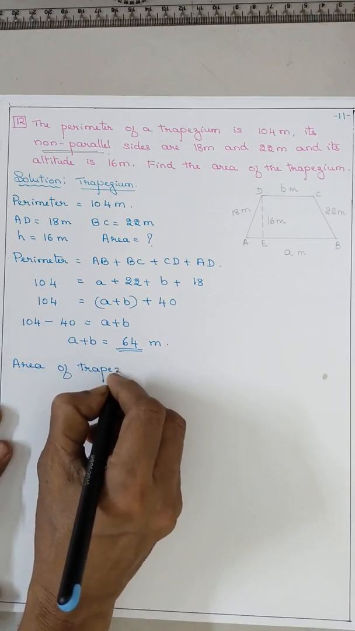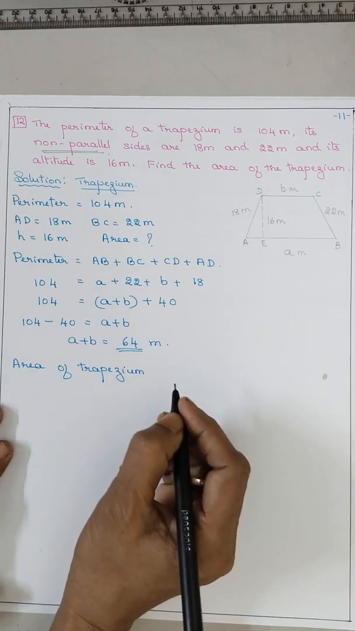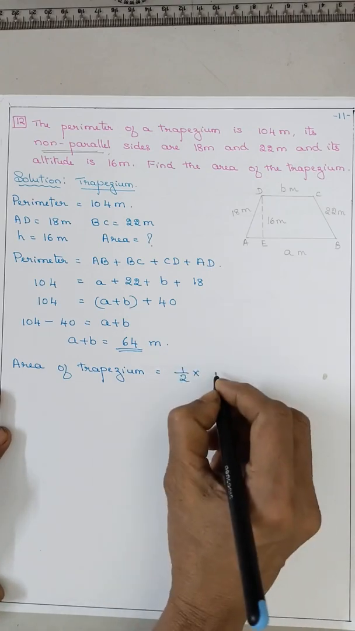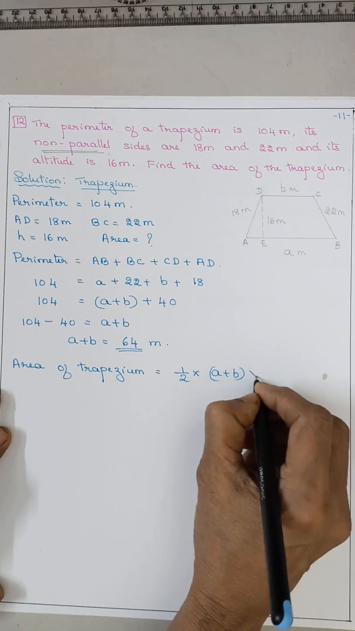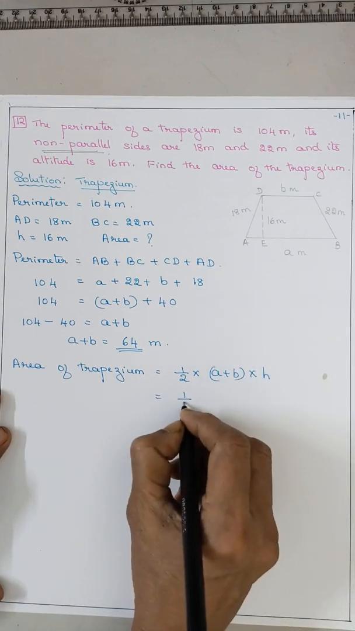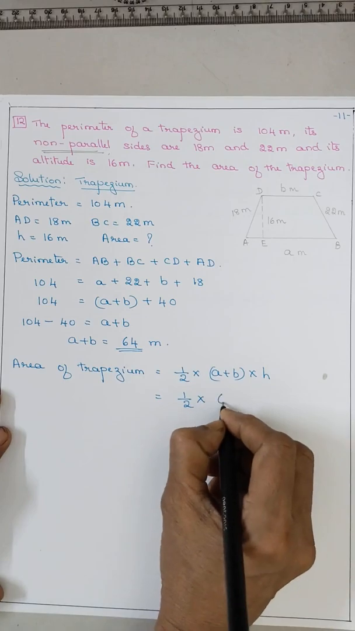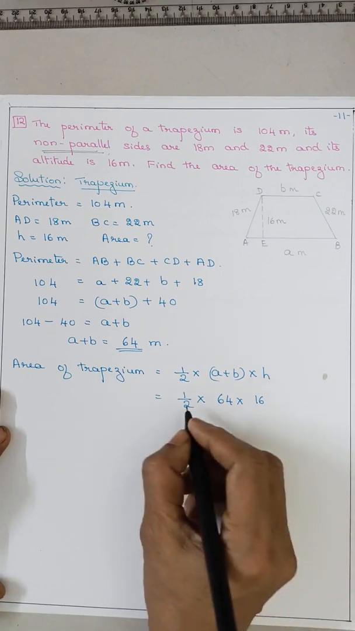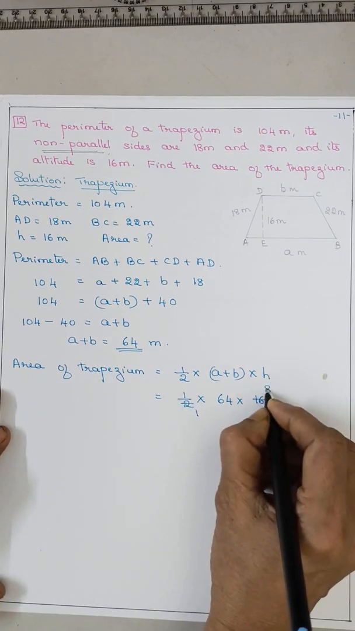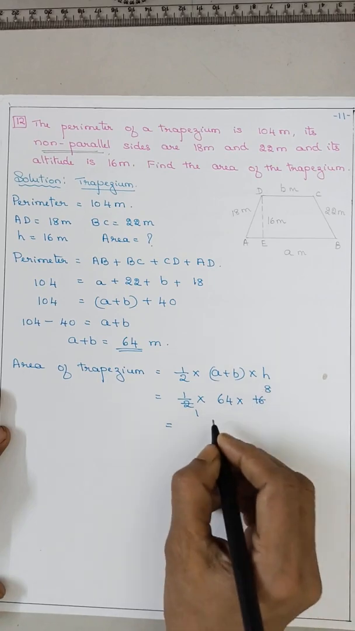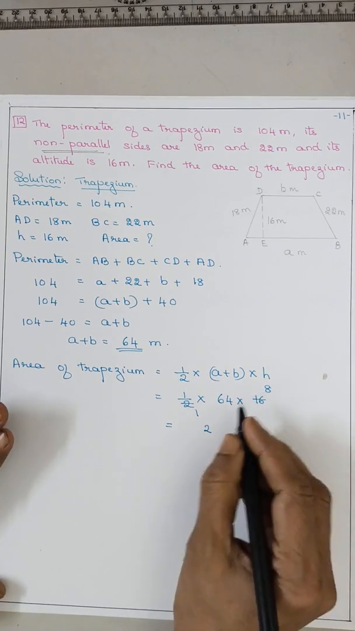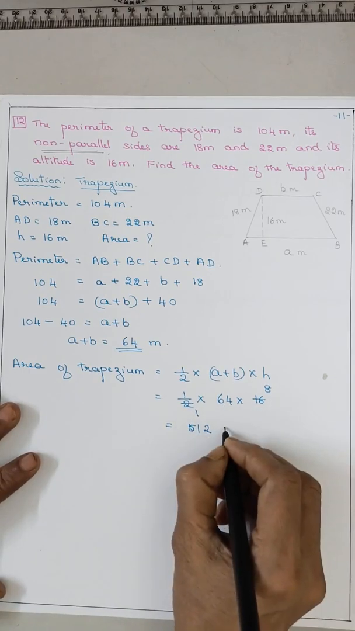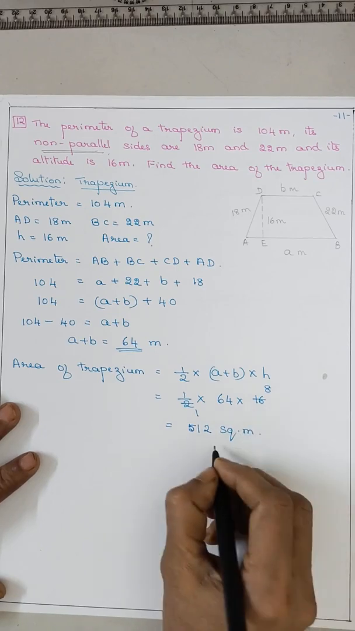Earlier also in one sum they had given the sum of the parallel sides, like that. Area of trapezium is half into A plus B into height. That is half into A plus B, you got 64, height is 16. So 2 ones are 2, 2 eights are 16, 8 fours are 32, 8 sixes are 48, 49, 50, 51, so 512 square meter.